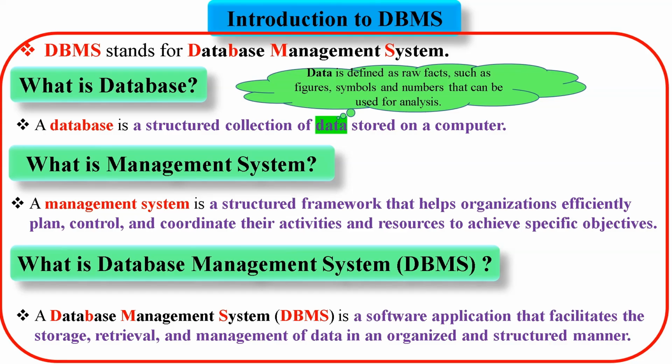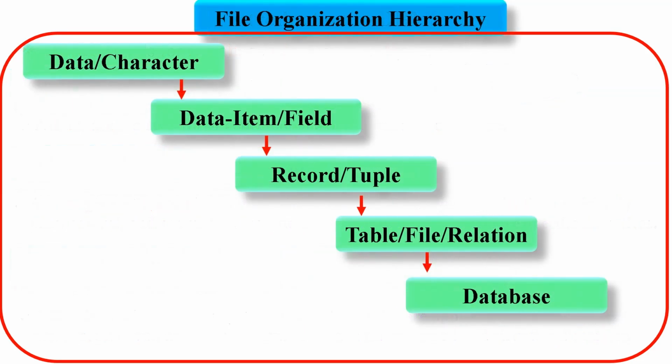What is Database Management System, DBMS? A database management system, DBMS, is a software application that facilitates the storage, retrieval, and management of data in an organized and structured manner. That is, a database is an organized collection of interrelated data that serves many applications. File organization refers to the structured arrangement and storage of digital or physical files, facilitating efficient access, retrieval, and management of information.